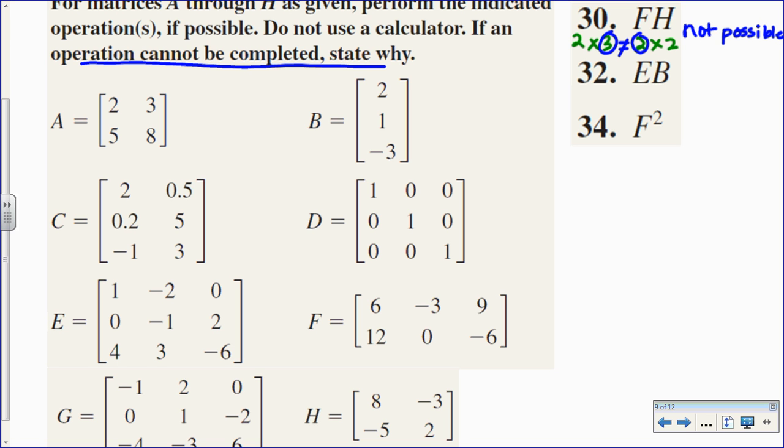All right, E and B. So what size is E? 3 by 3. And B is a 3 by 1. Can you multiply these? Yes, because these numbers are equal. And then I know that my resulting matrix, that's where these outside numbers come in, will be a 3 by 1.